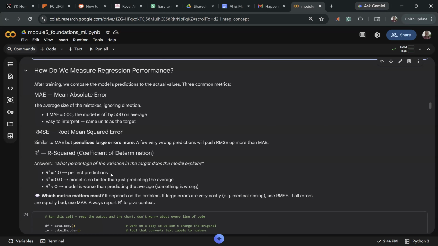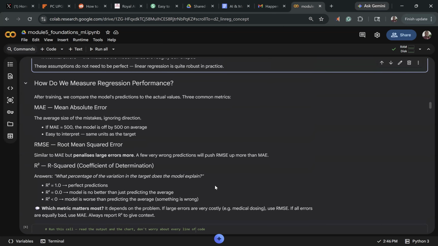We may have a problem at that point. We don't want it to be too high, but we don't want it to be too low either. When R squared is 0.0, the model is not good; it's not even better than an average guess. When you have R squared less than 0, it is worse than predicting the average. That means something is wrong.